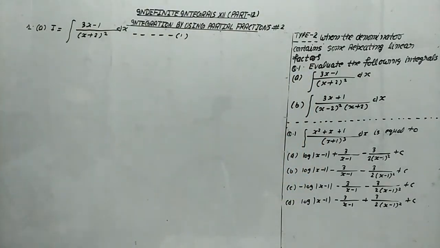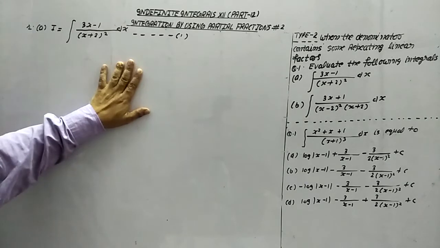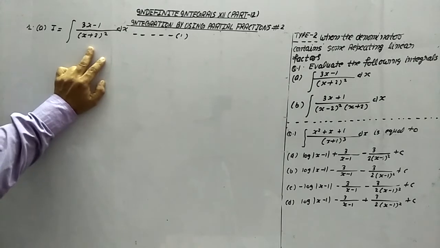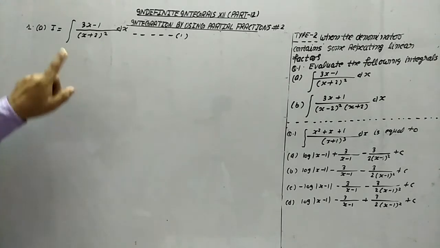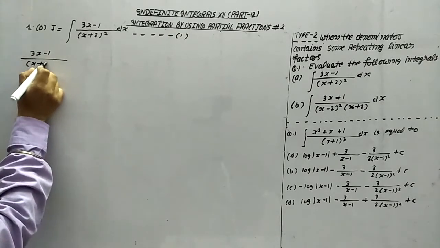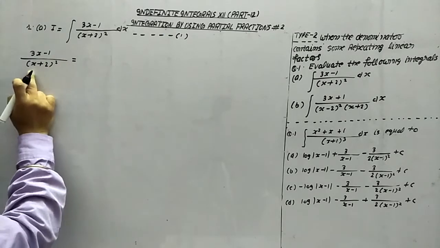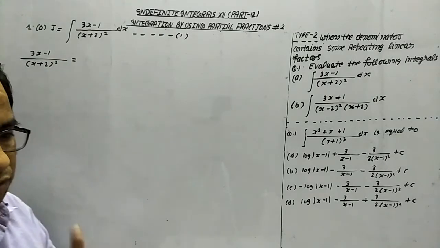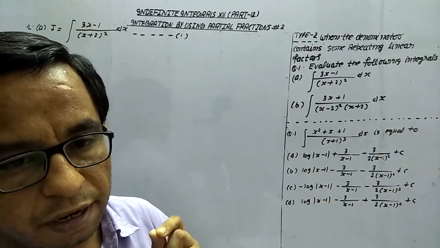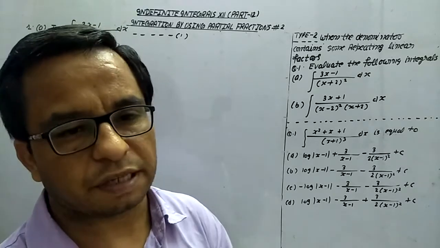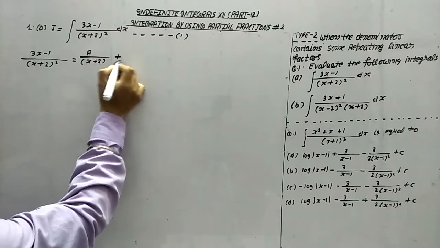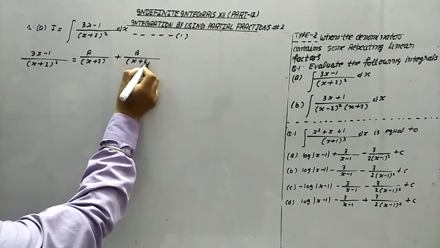Look at this. In the first question, we have to find the integration of this, and in the denominator we have only the repeating factor. It means we have (x plus 2) whole raised to power 2. Now, to simplify, what is the procedure we have to use? 3x minus 1 over (x plus 2) whole square. We start with x plus 2, then (x plus 2) whole square, and for each part we have to consider a constant, separated by addition signs. So it is a upon x plus 2 plus b upon (x plus 2) whole square.